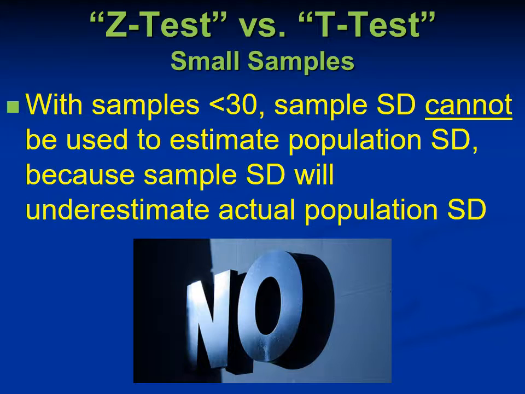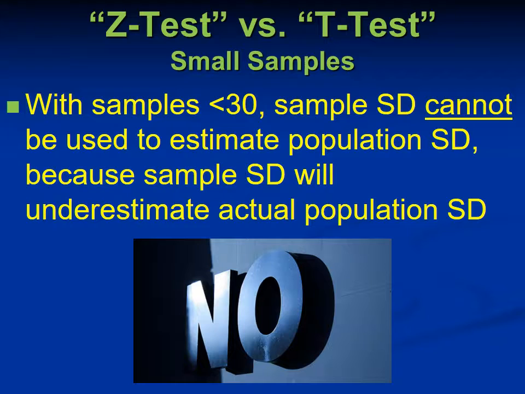But when samples are less than 30, the standard deviation of the sample should not be used to approximate the standard deviation of the population because it's going to underestimate the actual population dispersion. And so if you don't correct for this with small samples, you can end up finding statistical significance more and more easily as the sample size decreases. And this increases the risk of making an error of discarding the null hypothesis too easily, right?